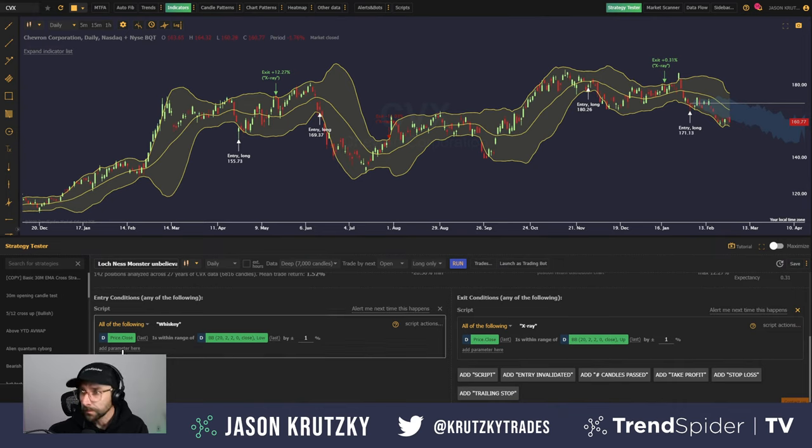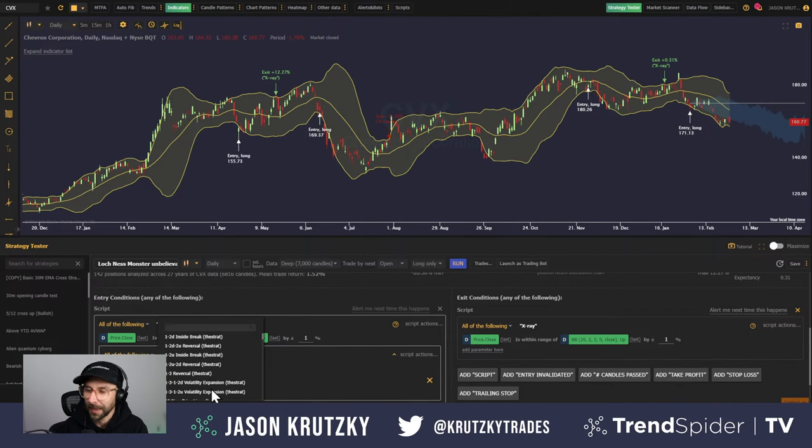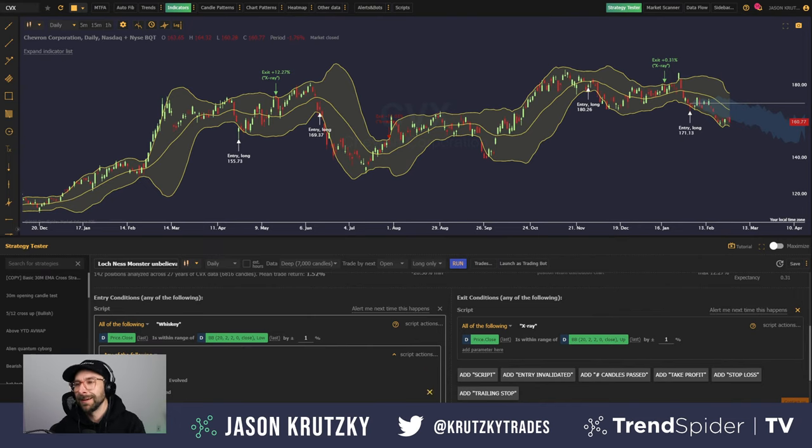Okay, so if we want to add reversal candles here, we actually have to create a condition group. The reason we need to create a condition group is quite simple, because we're defining multiple things, and we're defining them in a different way than we're defining our original entry. So I'm going to do candlestick pattern, doji. Candlestick pattern, engulfing, bullish. And we'll also say hammer. Then I'm going to change this definer from all the following to any of the following. So now we're saying price is within range of the Bollinger Band by 1% and either a doji, engulfing or hammer candle on the daily as well.